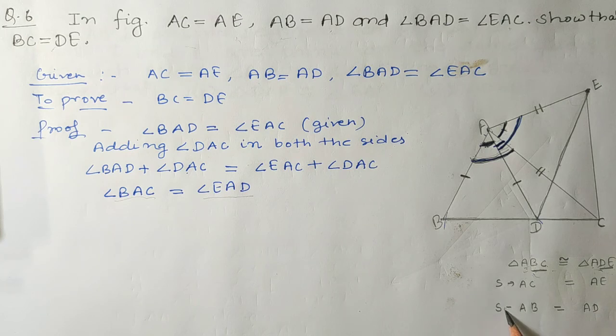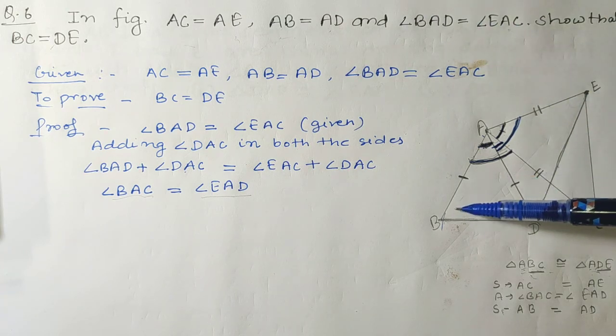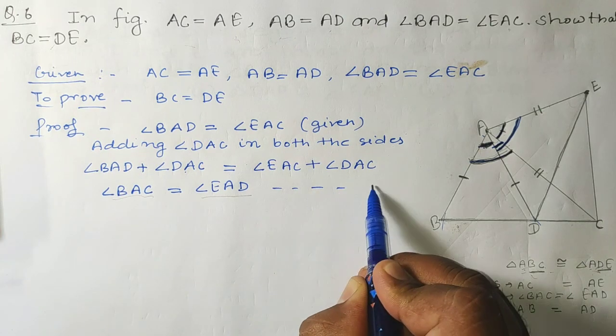Now we have that angle BAC is equal to angle EAD. Previously we had that two sides are equal, and if the included angle is equal, means angle BAC is equal to angle EAD, then by side angle side we can prove that these two triangles are congruent. The third element which we were not having, now we have found it by adding angle DAC. You have to understand that angle BAD and angle EAC were not part of triangle BAC and triangle EAD. Okay, so suppose this is equation number 1.